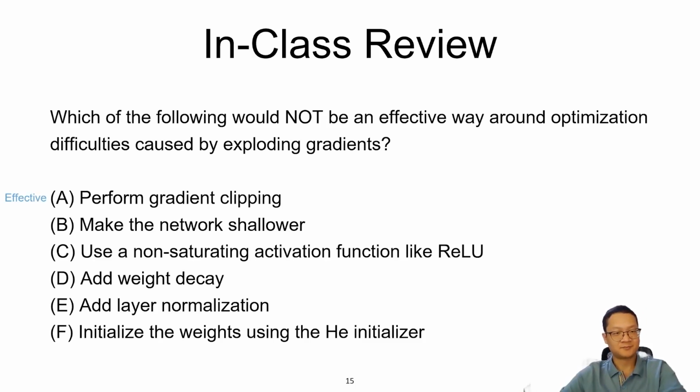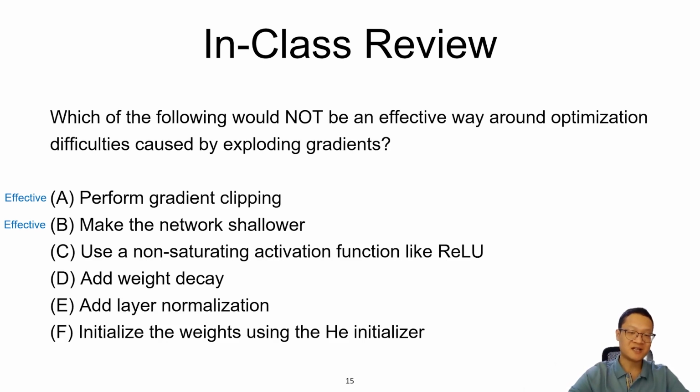Okay, let's take a look. So the first one, perform gradient clipping. This is something we covered a while ago in the optimization part of the course. This was an effective way of reducing the chance of exploding gradients. Second, making the network shallower. This means that the big product we saw would have fewer terms, so that does make it less likely to have exploding gradients.